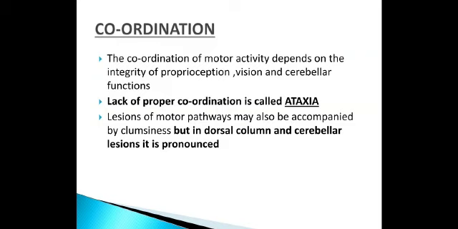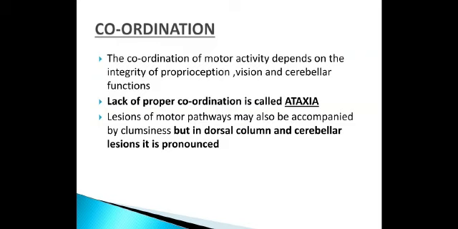Coordination depends on motor activity and on the integrity of proprioception and vision. Coordination of movement means smooth recruitment, interaction and cooperation of muscles or groups of muscles to carry out a precise and definite motor act. The coordination of movement should be tested both in the upper and lower limb. So what is lack of proper coordination? It is called ataxia.